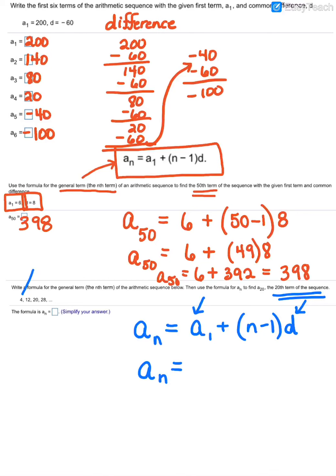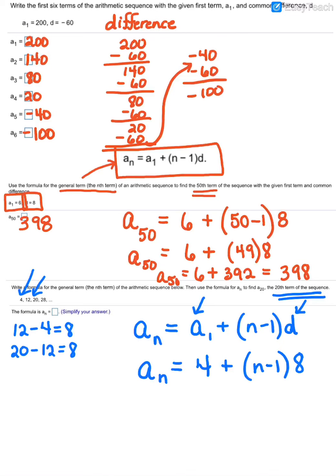When I look at the sequence they've given me, 4 is my first term. We're writing this in terms of n. When I look at the difference, when I take the second term minus the first, I get a difference of 8. And just to double check and make sure it is arithmetic, your third term minus your second should be the same thing. So 8 is my common difference here.